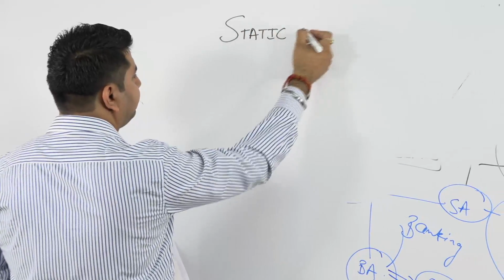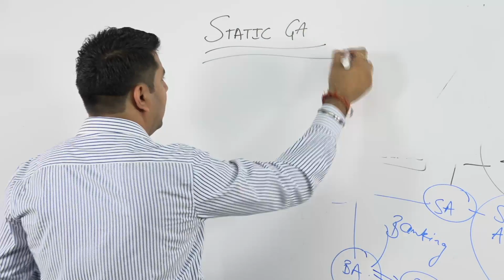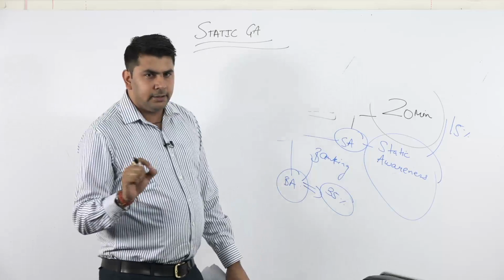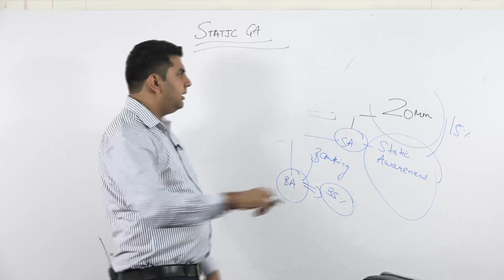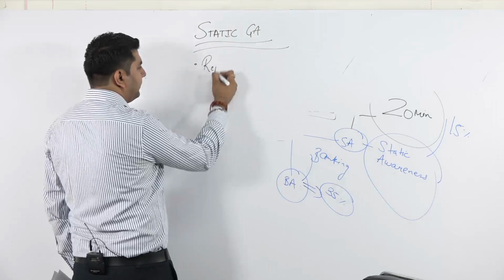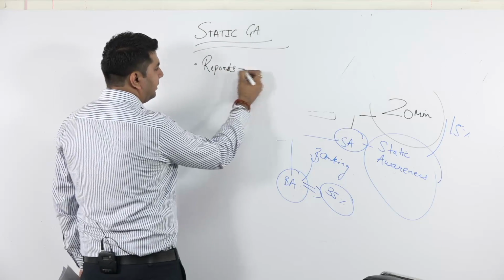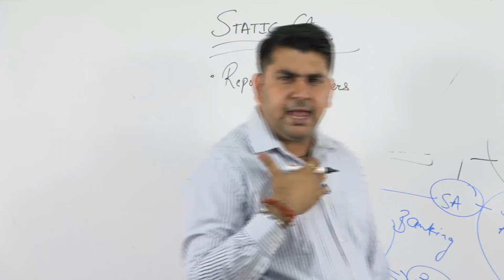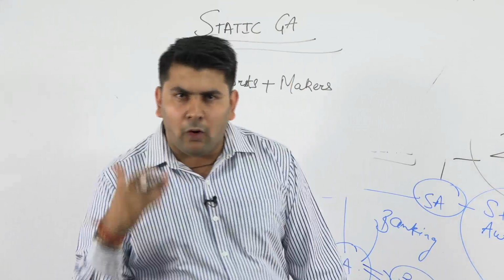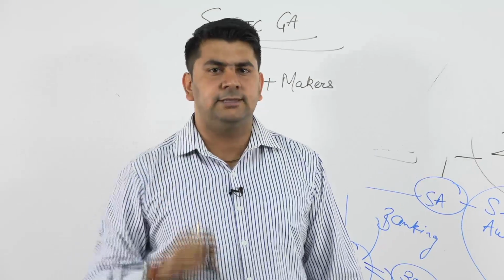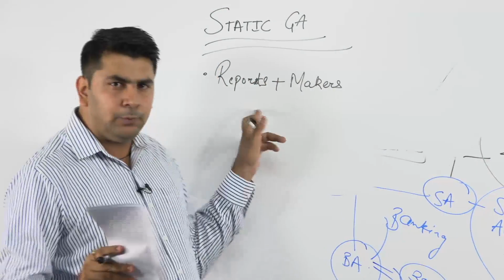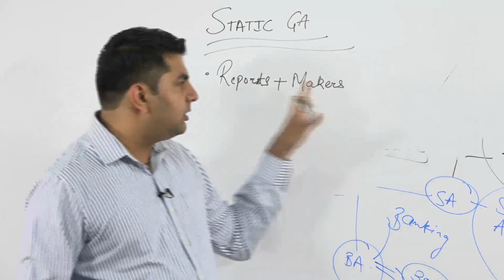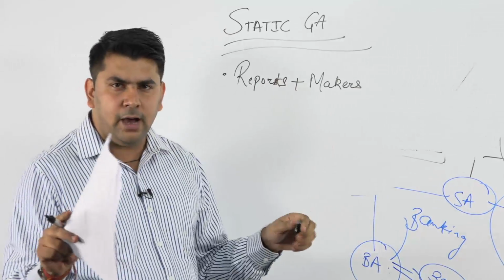Static GK. Students, if we talk about the static GA portion, the first topic I'll suggest you to learn is the reports and its makers. It could be any report, mainly all those reports which have been announced recently, because based on these reports, India and other countries are ranked. So you should know who is making which report. Clear?